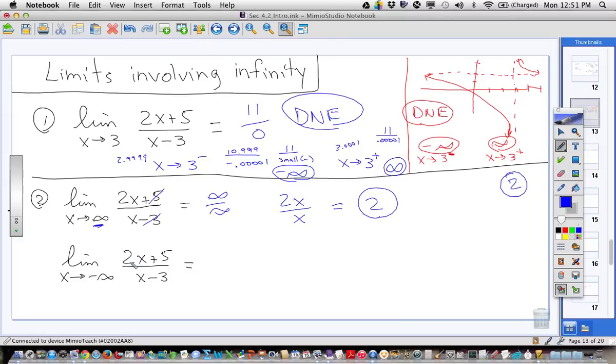Same thing actually is true on negative infinity. The 5 isn't going to matter, the 3 isn't going to matter. It's just that the top and bottom will each be negative, but it doesn't matter because the x's cancel and we get 2. And so that's exactly what we saw in the graph. Way out here, the graph's approaching 2. Way out here, the graph's approaching 2. That is our limit as x approaches infinity. But here's how we can do it without having a graph. I call it the high powers dominant.